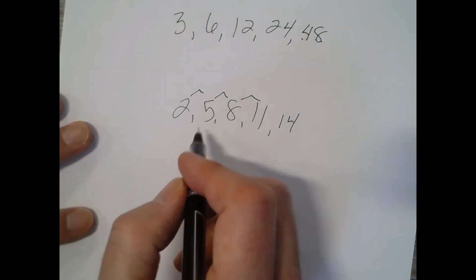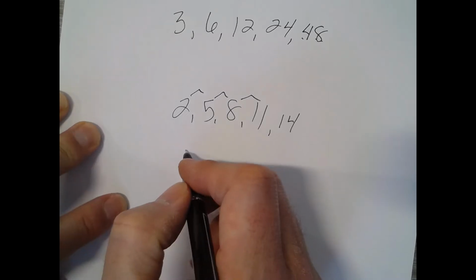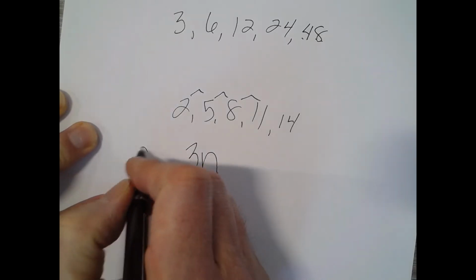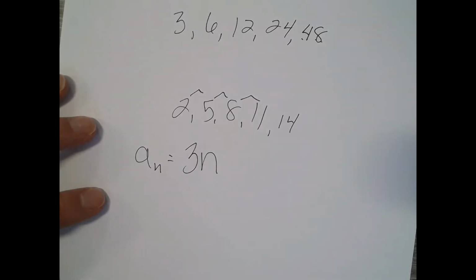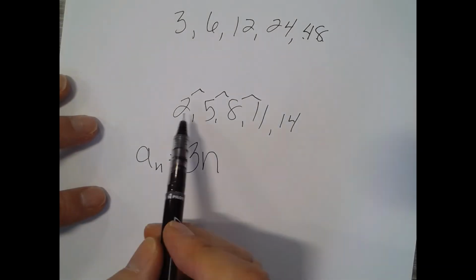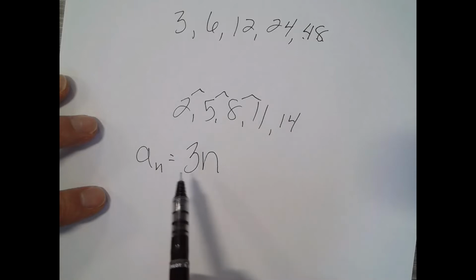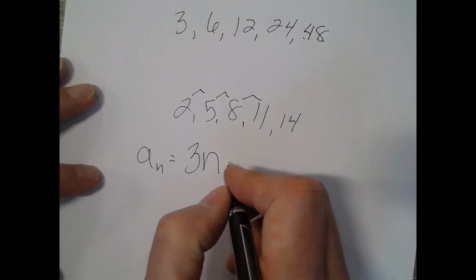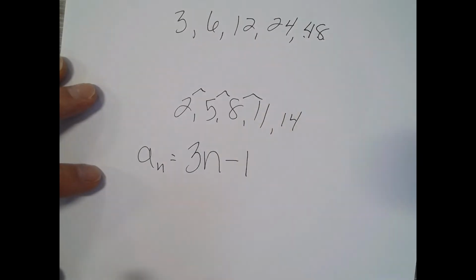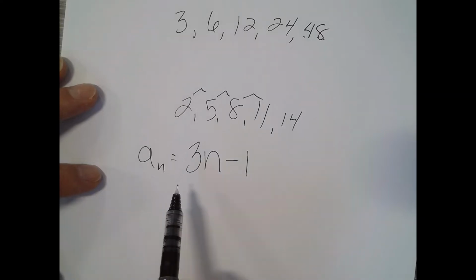Well, we know that it's going up 3. That's our common difference, so it's going to be 3n. A sub n equals 3n. Now, how do I go from 3 to 2? How do I go from this number to that number? Well, we have to subtract 1. 3n minus 1. So 3 is whatever we're going up by, and this will be the y-intercept.